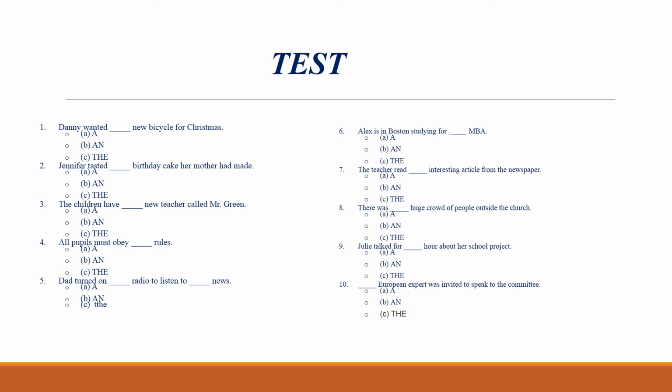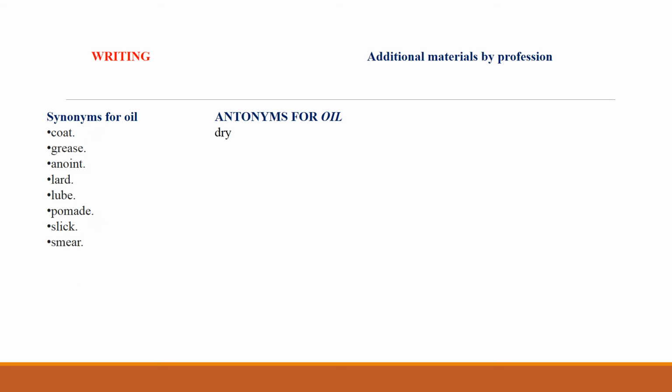Next. Writing. Additional materials by profession. Synonyms or antonyms. Synonyms for oil: coat, grease, anoint, leather, lube, pomade, slick, smear. Antonyms for oil: dry.